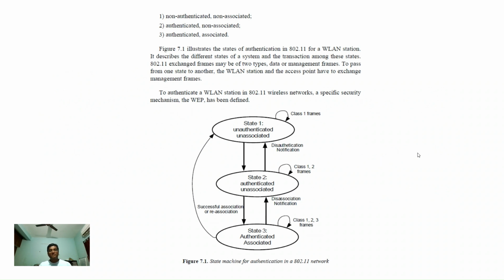State one is unauthenticated and unassociated, state two is authenticated and non-associated, and state three is authenticated and associated. These can be used as a state machine for authentication in 802.11. We can follow this, and it could help with authentication.